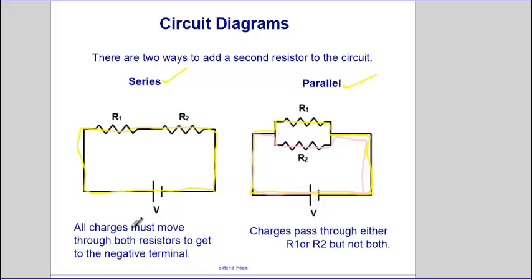So all charges must move through both resistors to get to the negative terminal in the case of a series circuit. And charges have 2 ways to travel in a parallel circuit, either through R1, that top yellow path, or R2, that bottom pink path, but not both. So they have independent or multiple paths.